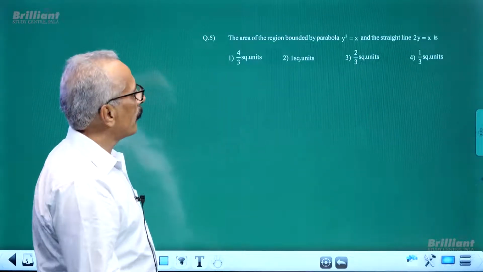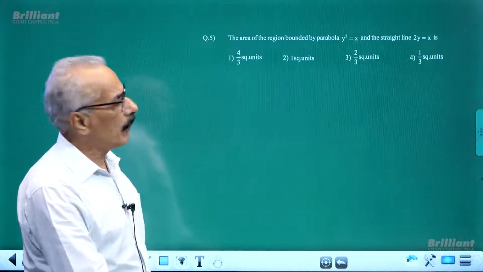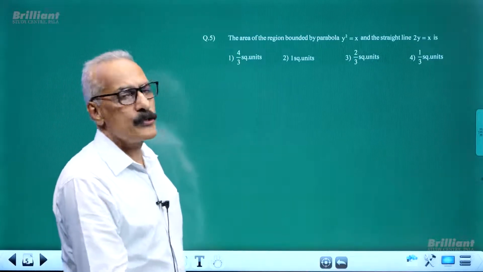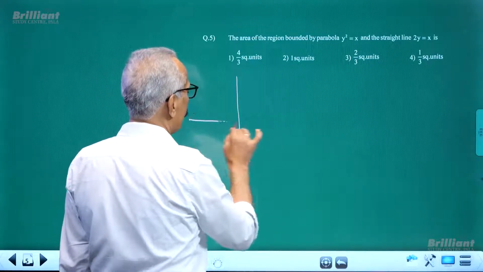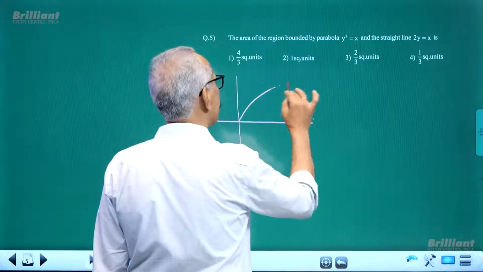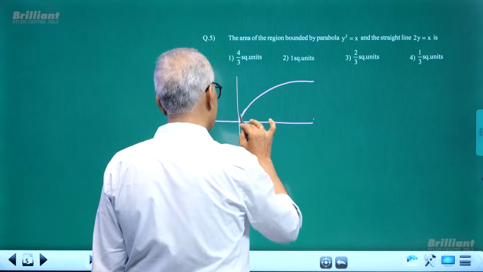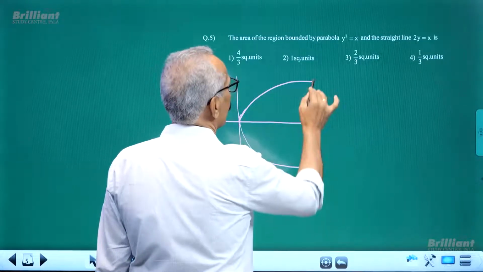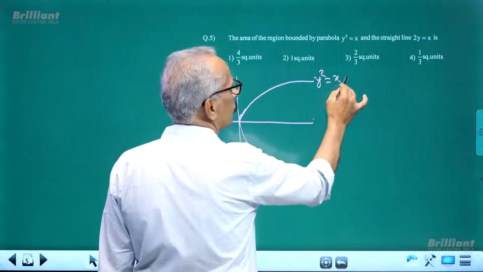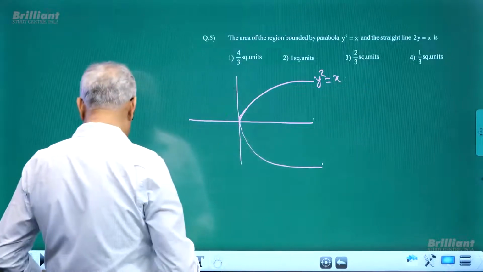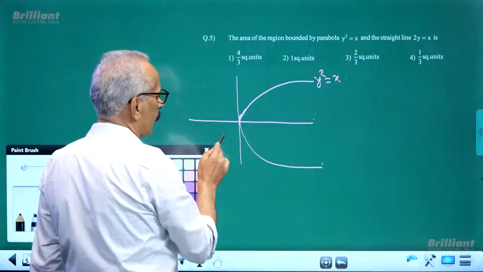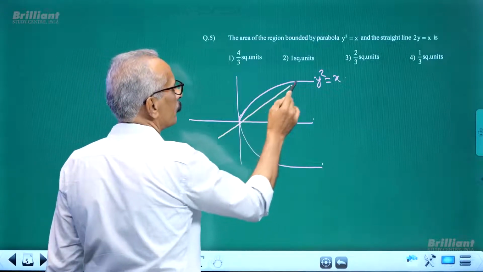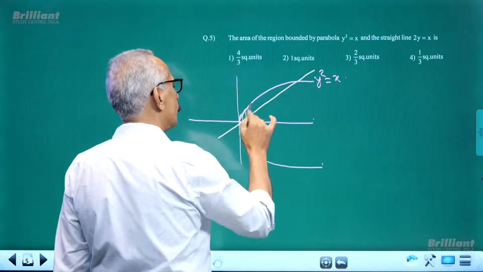The area of the region bounded by the parabola y square is equal to x and 2y equal to x. Well, you know the parabola opens towards the right side. This is y square is equal to x. The line is y is equal to half x. This is the line. So this area.